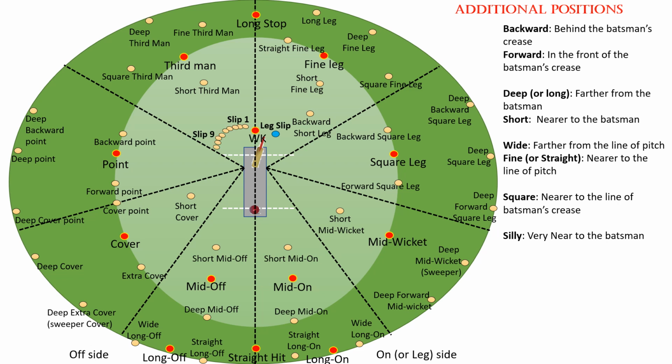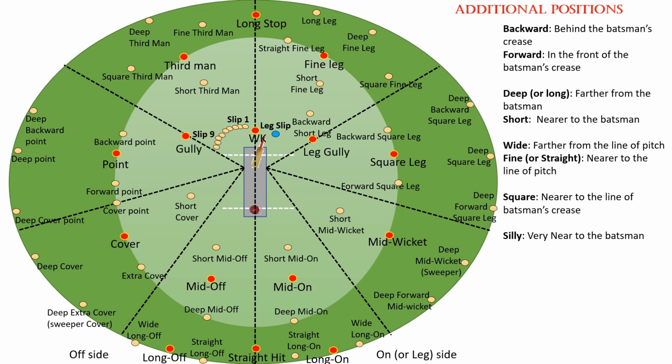The first one is the wicket keeper and the slip positions. The wicket keeper is of course the fielder standing right behind the stumps, and the slips are behind the wicket keeper, and there could be no slip position or there could be up to 9 slip positions, and these positions normally end before the start of the area of point.